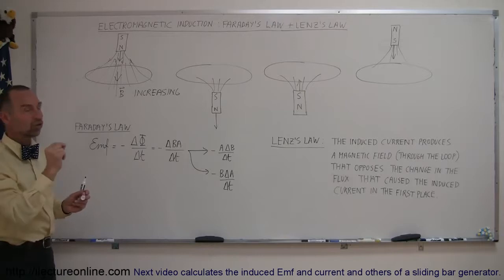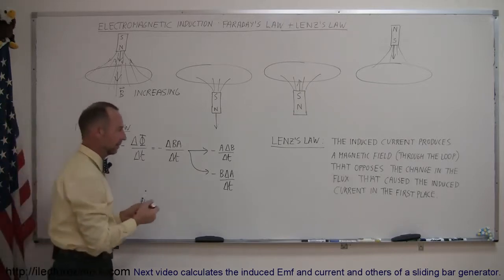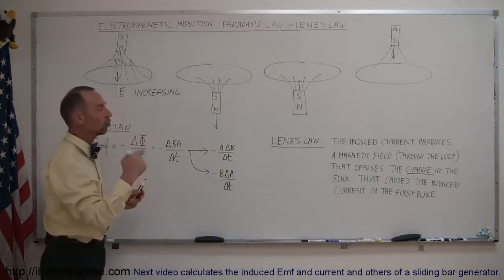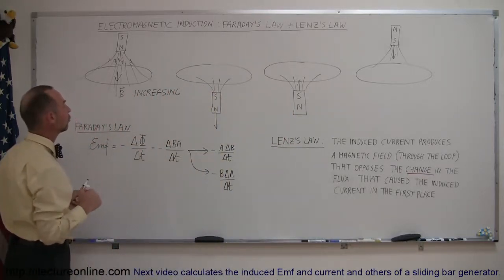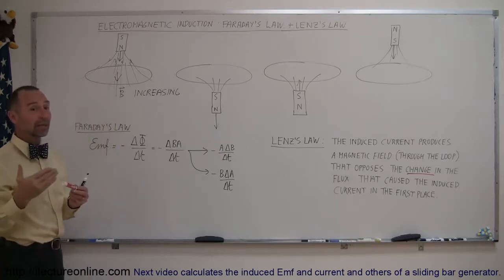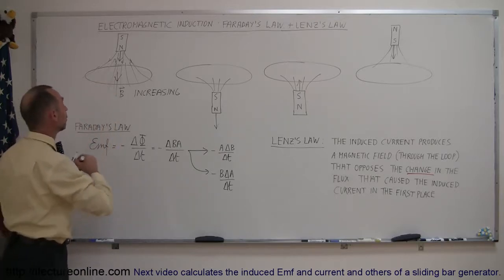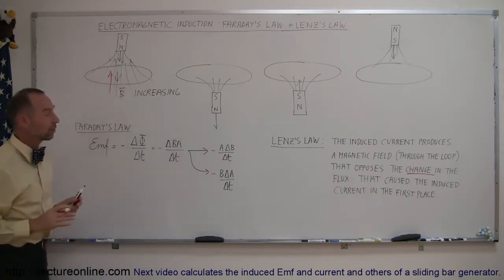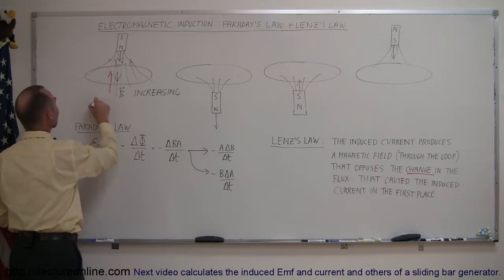It's opposing the change. And this word is very important. It's opposing the change that caused the induced current. So, if it's increasing, it will set up a magnetic field that opposes the change, which means it will set up a magnetic field in the opposite direction to try and keep it from increasing. So this is the B field that is induced, or the magnetic field that is induced by the induced current.